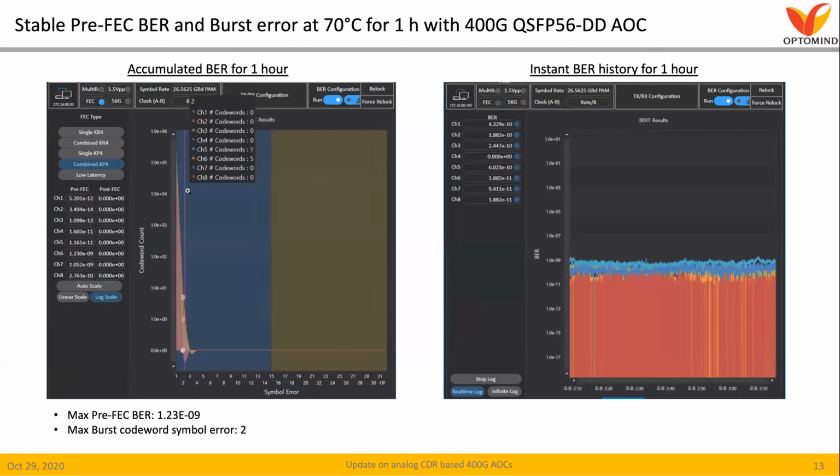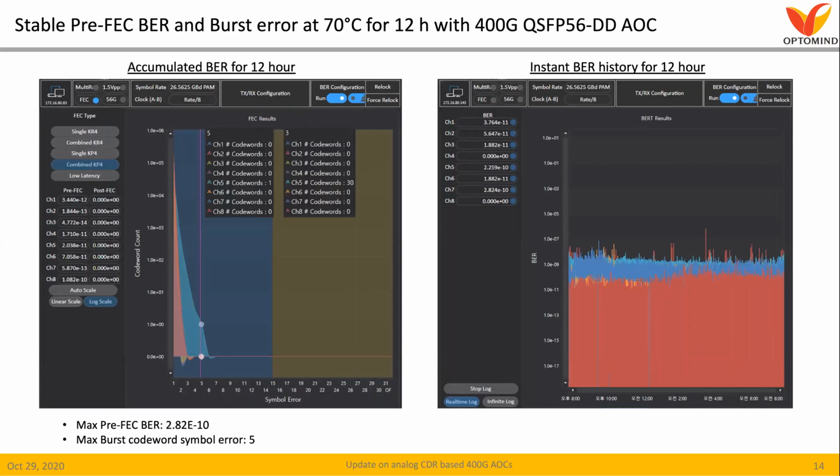We measured pre-FEC BR and burst error at 70 degrees C for 1 hour, and the result shows very stable and still low BR and burst error. The maximum burst error code was just 2 at 70 degrees C for 1 hour. We measured BR and burst error codes for 400G QSFP-DD AOC at 70 degrees C for 12 hours. The maximum BR was still 10 to the minus 10th. The maximum burst error code was 5 for one channel and 2 for the remaining 7 channels.